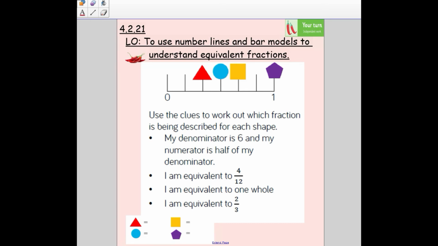Your next clue says I'm equivalent to 1 whole. And your last clue says I am equivalent to 2/3. See if you can work out what fraction each shape is. Pause the video and have a go now.